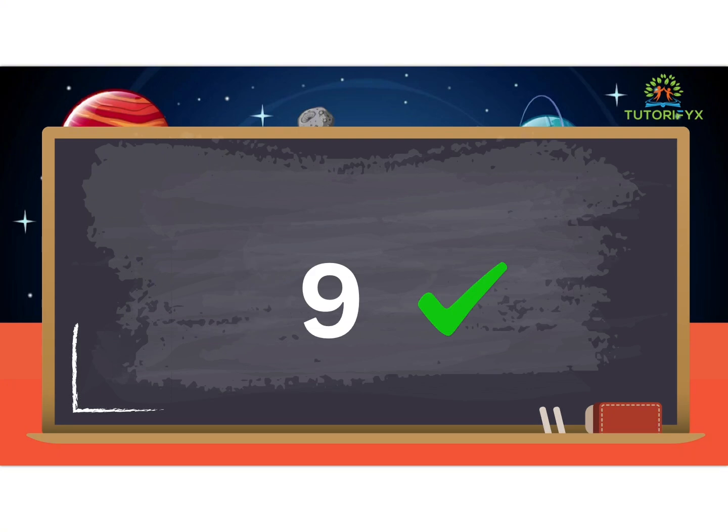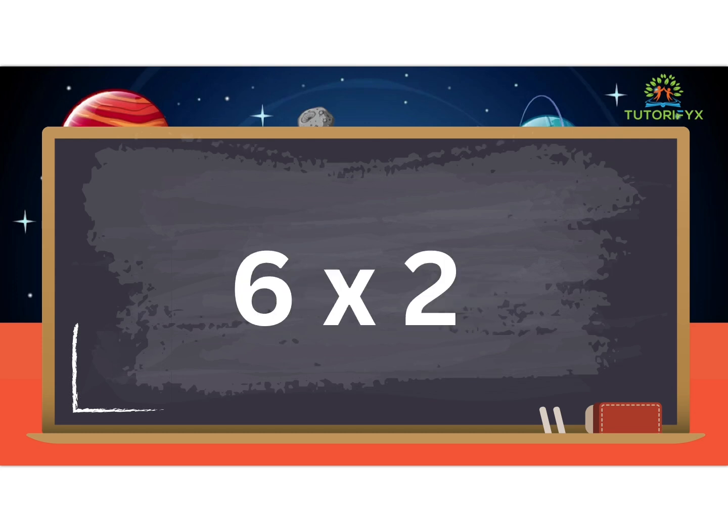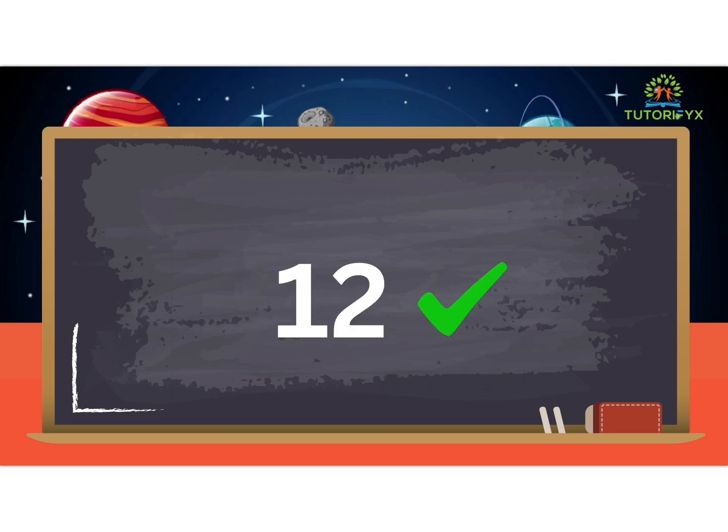All right, let's take it a step further. 6 times 2. Oh, that's an easy one. Equal group strategy could work. The array strategy could work. Even skip counting could work. Let's see what you got. You should have gotten 12.